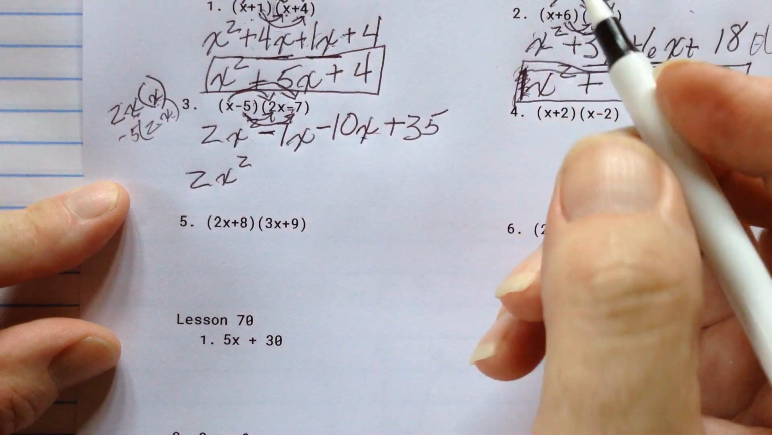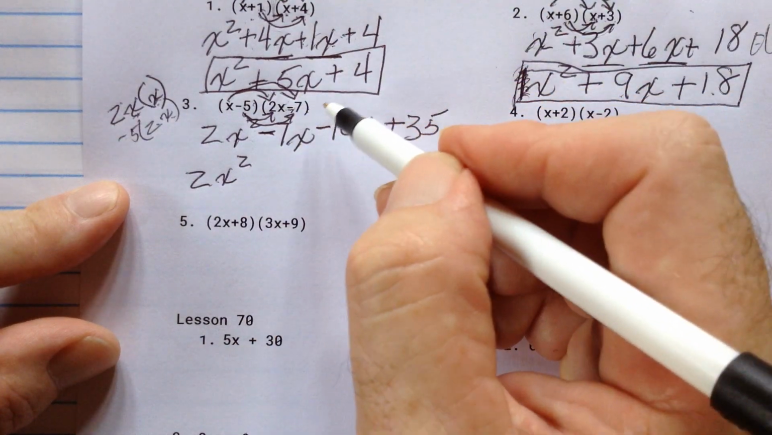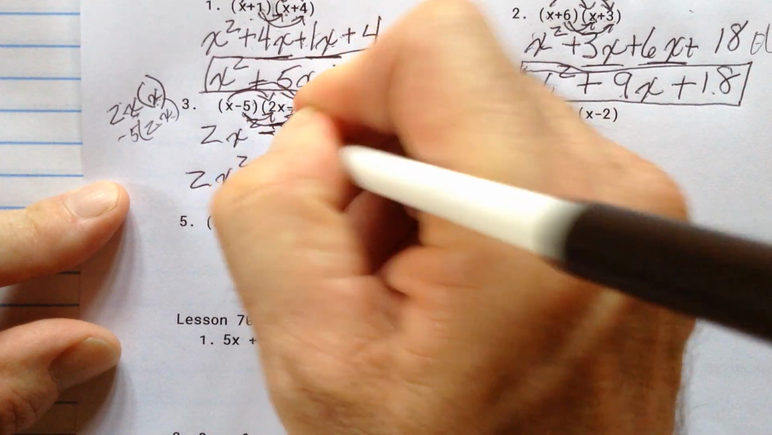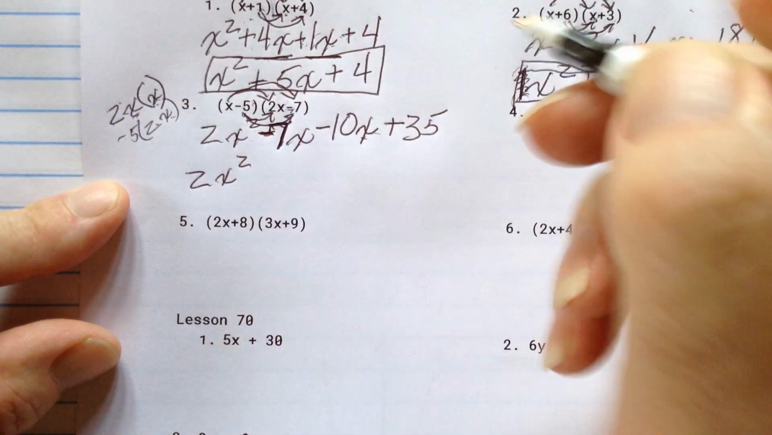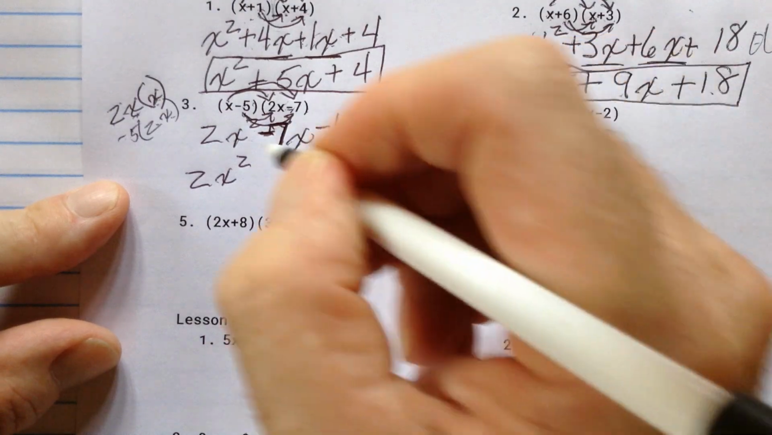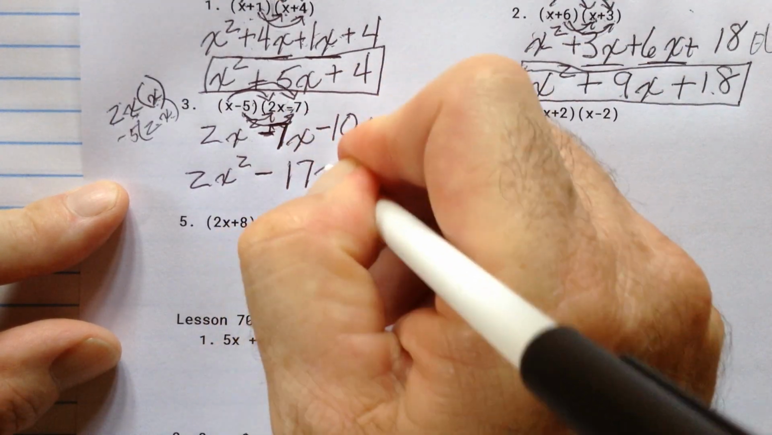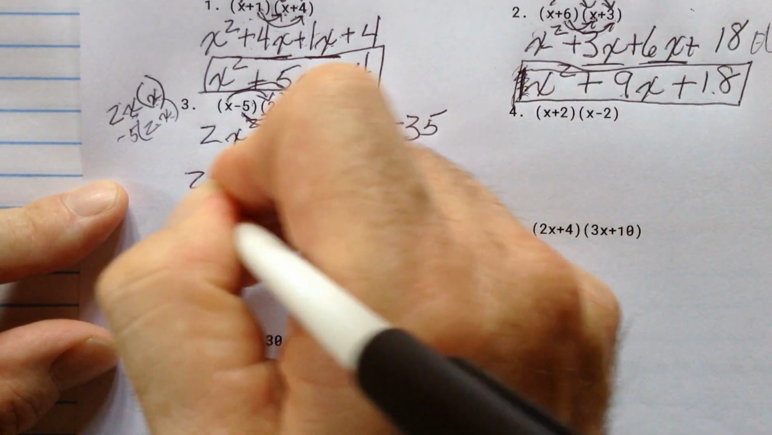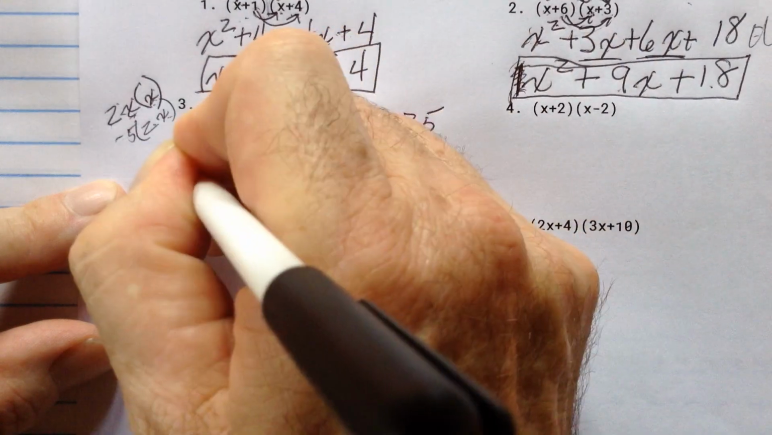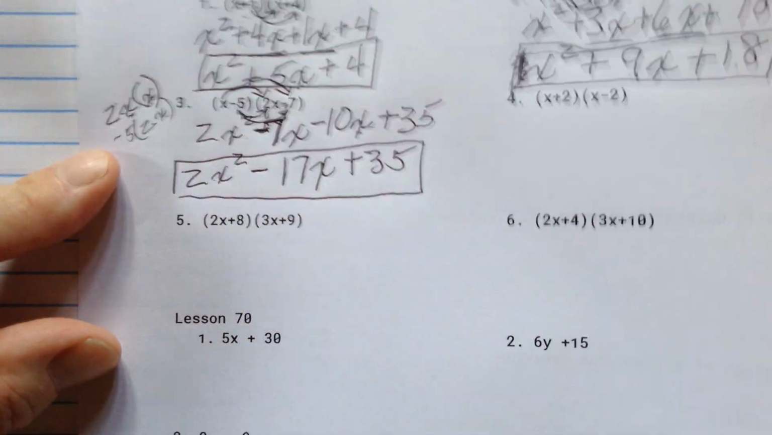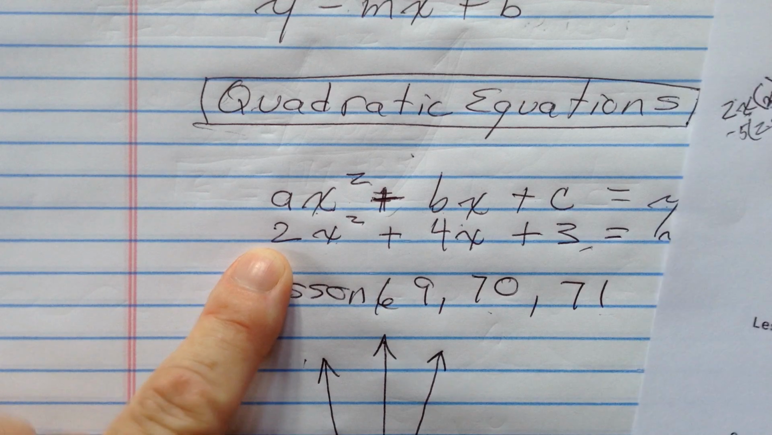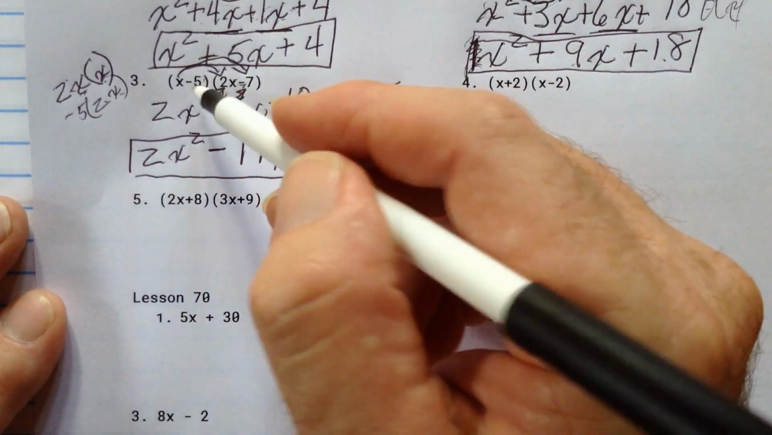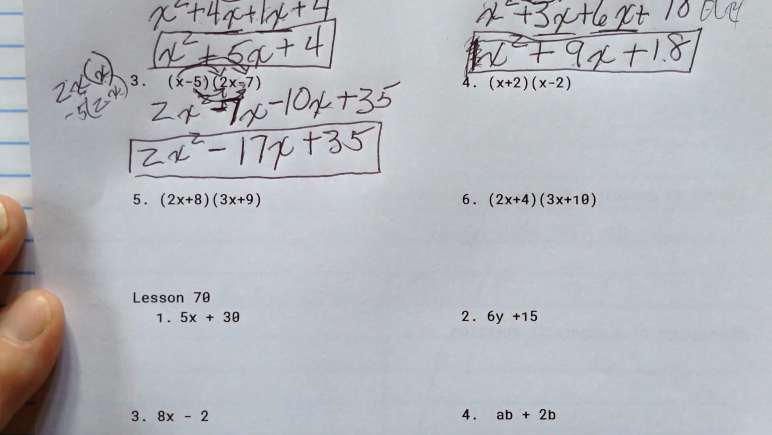Did I do that wrong? No, that's a 7, sorry. Negative 7, it looked like a 1 there. Negative 7x and negative 10x, so that would be negative 17x, and then plus 35. So you can see the quadratic equation is formed from multiplying these two.